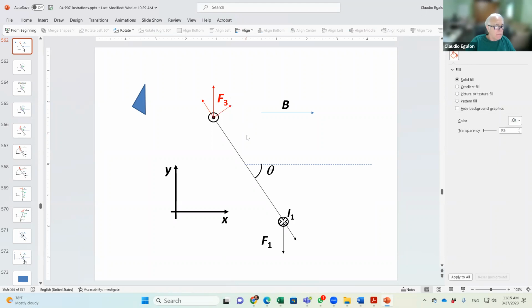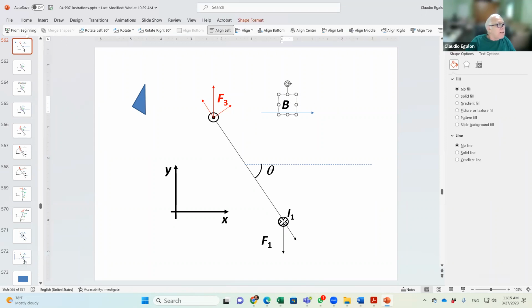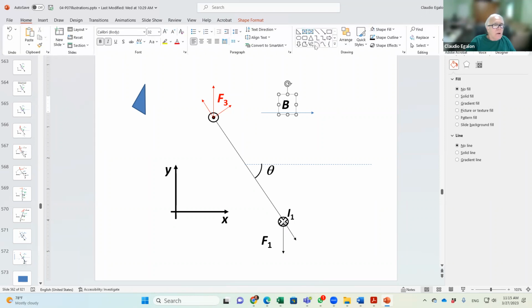This force produces a torque. Okay, torque. This component produces a torque in the clockwise direction. I'm going to draw here for you.